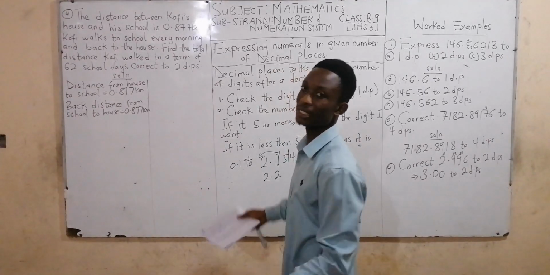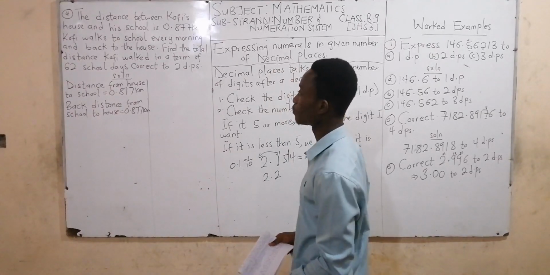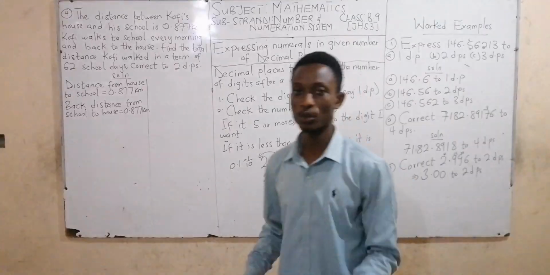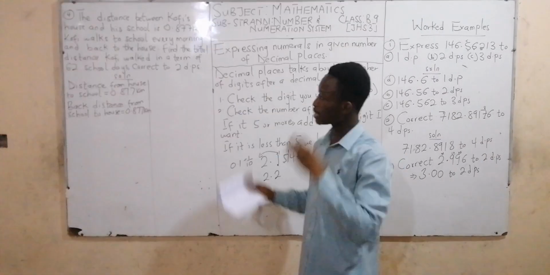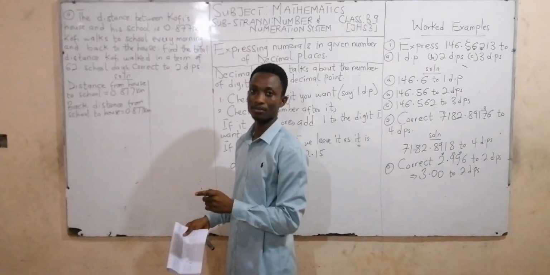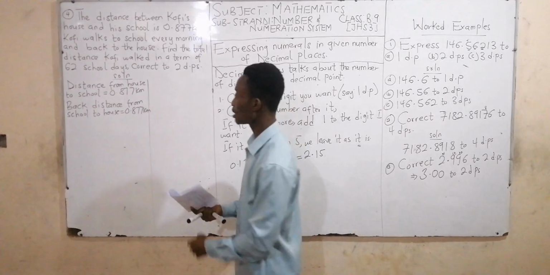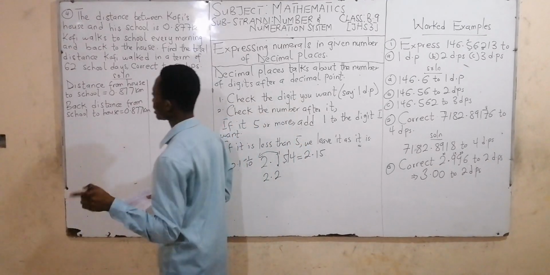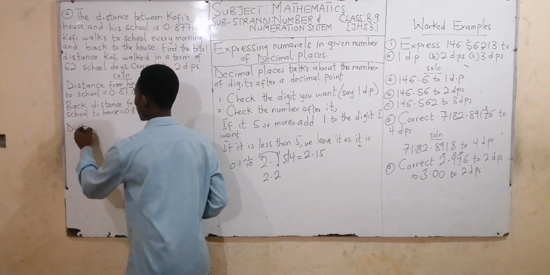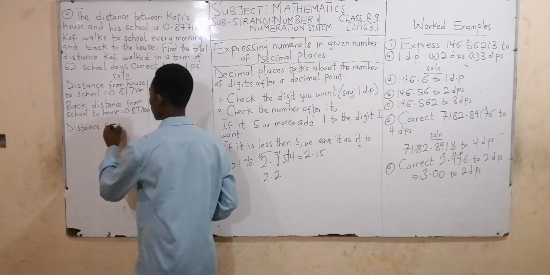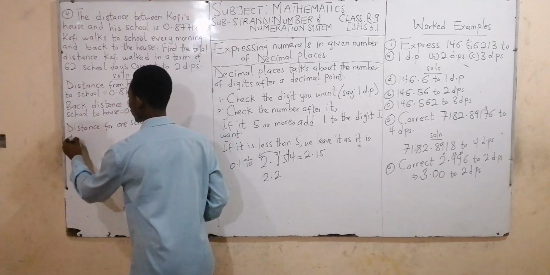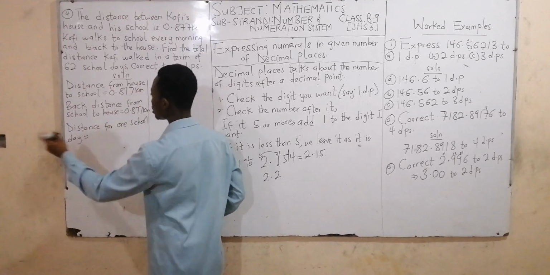Find the total distance Kofi walked in a term of 62 school days. In a term, he is supposed to go to school for 62 days. Every morning he walks to and fro. So we need to find the total distance he covers in 1 school day, for 62 days. Let's look at the distance for 1 school day.